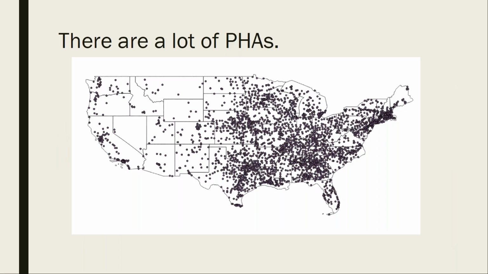So there are a lot of PHAs. There's nearly 4,000 of them when you consider those that offer vouchers and public housing. They have different service areas. Sometimes it's at the city or county or regional level. There are a few that operate at the state level. And in large metro areas, you'll find many of them working together.